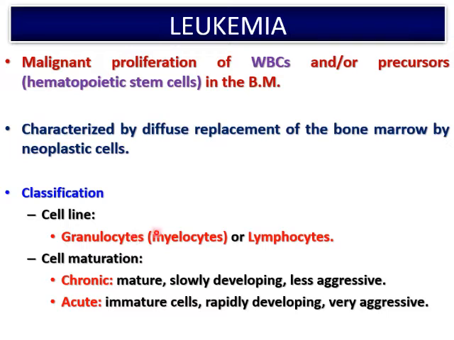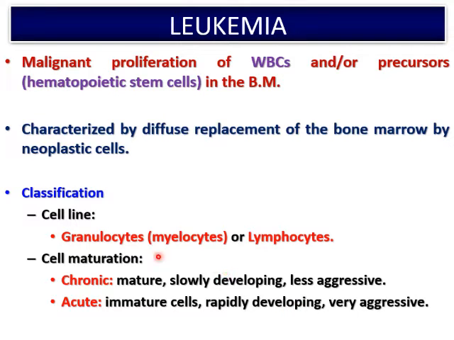We have another classification of leukemia according to cell maturation. According to cell maturation, we can classify leukemia into acute or chronic. Acute leukemia arises from immature cells like lymphoblasts or myeloblasts, and it is a rapidly developing type and very aggressive with bad prognosis.